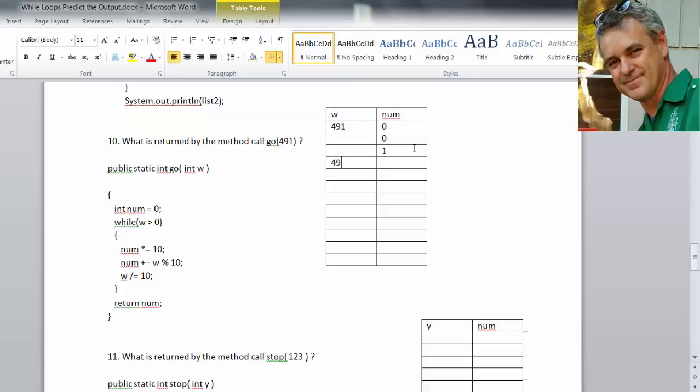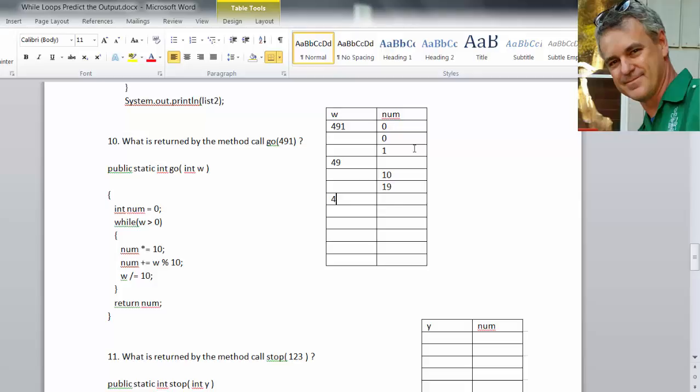Is 49 bigger than 0? Yes, it is. So we go into the loop and take num times equal 10. Num was 1. Now it becomes 10. Next line, num plus equals W modulus 10. Num is 10 plus equals 49 modulus 10. 49 modulus 10 is 9. 10 plus 9 is 19. Then finally again, W divided by equal 10. 49 divided by 10 is just 4 using integer arithmetic.